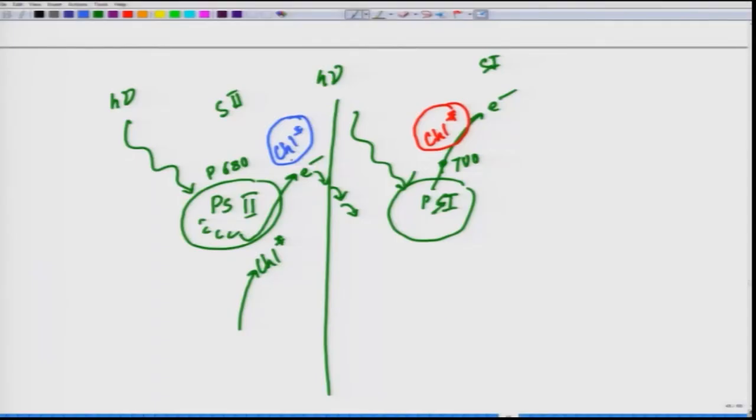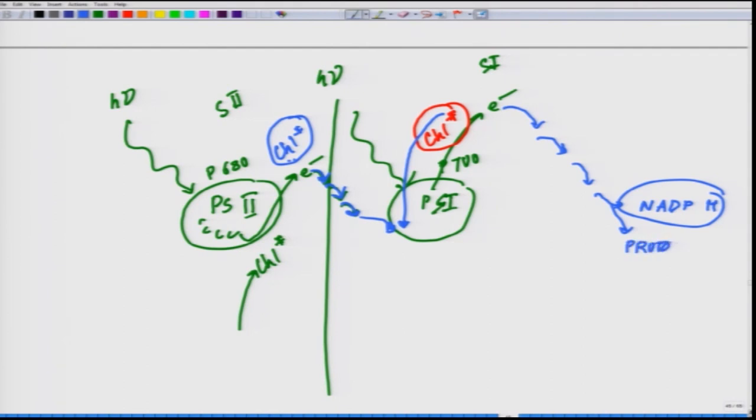Now, the electron from site 2 is funneled all the way to photosystem 1, and that electron, when it reaches photosystem 1, brings this chlorophyll back to its ground state. Whereas this electron is further utilized and channels through to make what we talked about, NADPH, and this is used to create a proton gradient. We will come to that later.